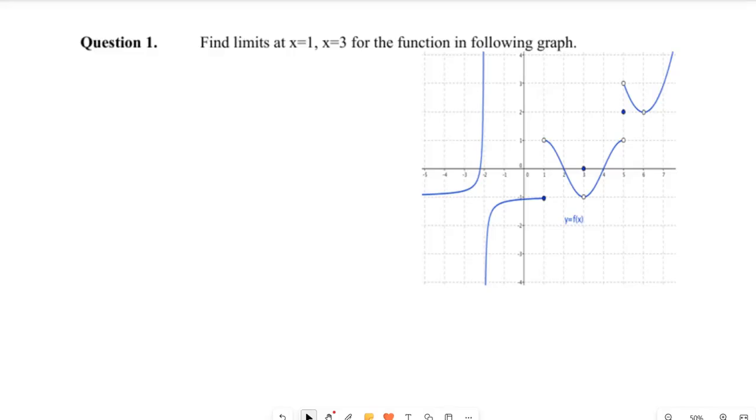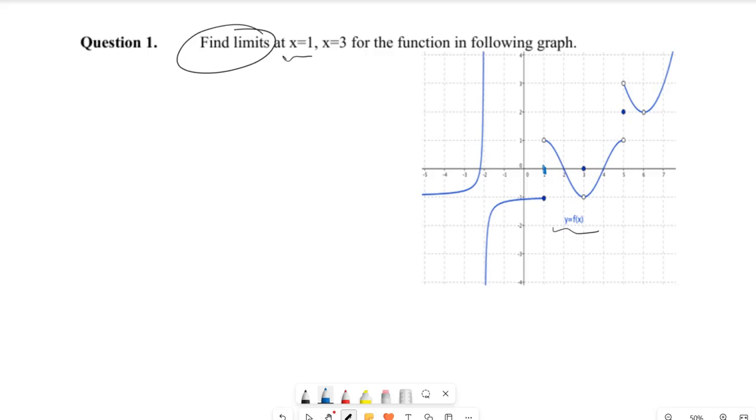Here we have a question to find the limits from a graph. This is the function f of x. We need to find the limits at 1. Let's start with that. 1 is somewhere here, x equal to 1.